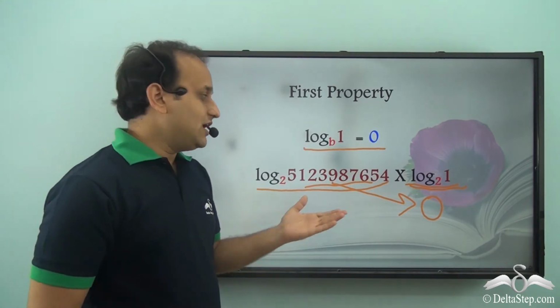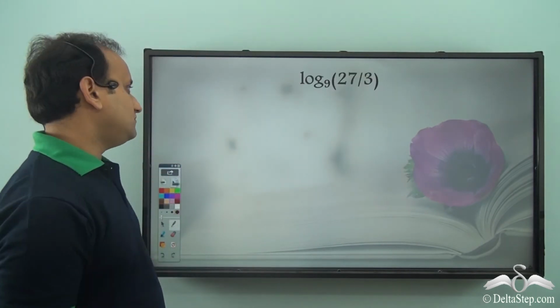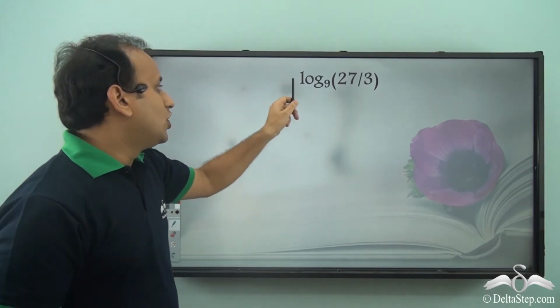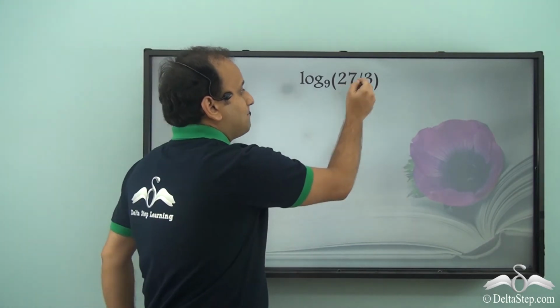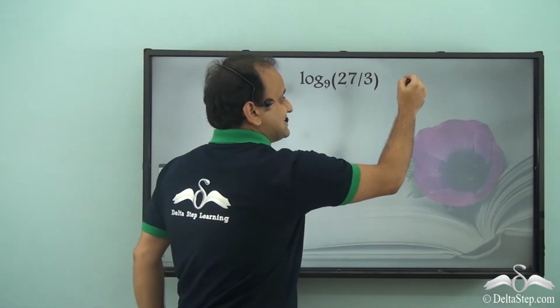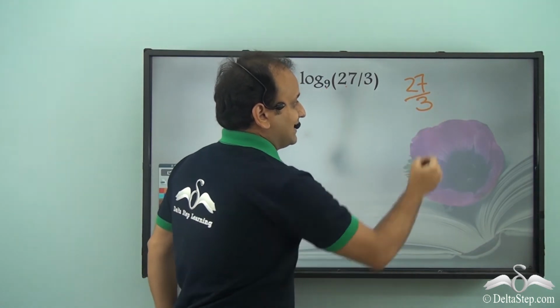Now he got another set of questions. What were those? Well, the first was this. Here log of 27 by 3 with the base 9. Now if we solve 27 by 3, it is nothing but 9, right?